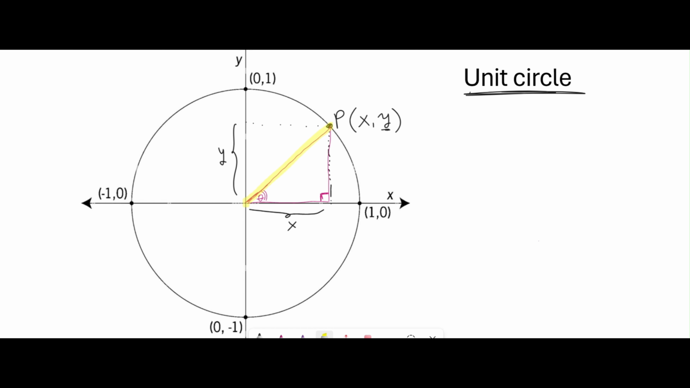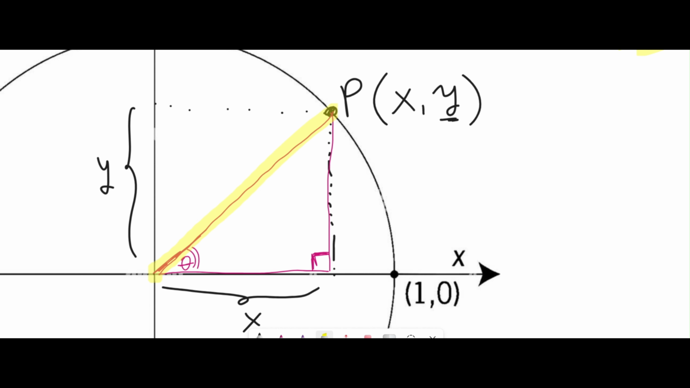If I zoom it out, what is the length of that? Remember, we said that this is a unit circle. So if it's a unit circle, then the value is 1. So the length from the center to point P is equal to 1 because it represents the radius of that circle.